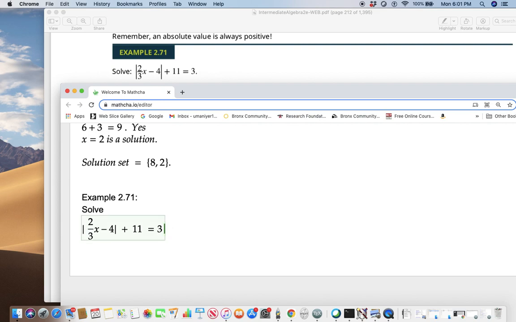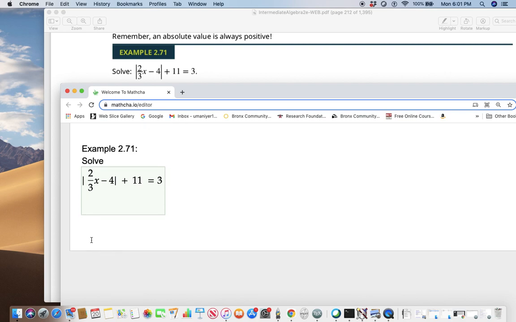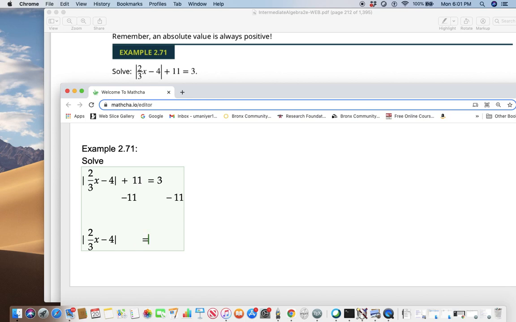Okay, so let's go to the standard procedure. To solve for x, we want to isolate the absolute value. So I will subtract 11 from both sides. When I subtract 11 from both sides, lo and behold, what happens? From the left, only this survives, the absolute value of an expression. On the right, it is -8.